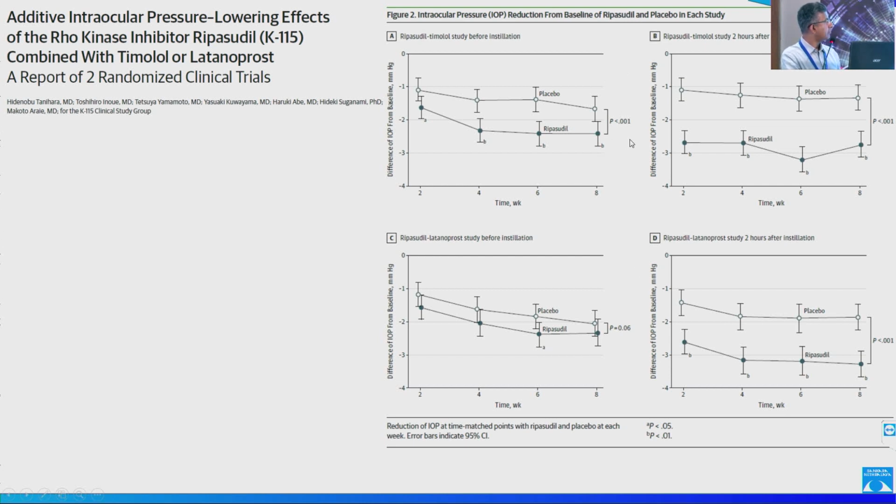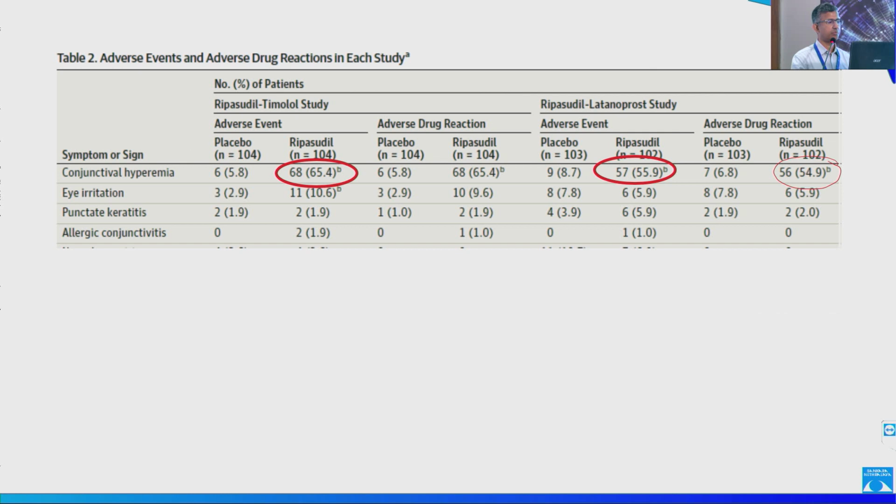These are patients who were on timolol before instillation, and you did see an additive effect of about 2 millimeters of mercury. With latanoprost, you again saw an additive effect of between 1 and 3 millimeters of intraocular pressure. So both as a first line and as a second line drug, it did show IOP reductions, but the first line reductions were not as high as with timolol or a prostaglandin.